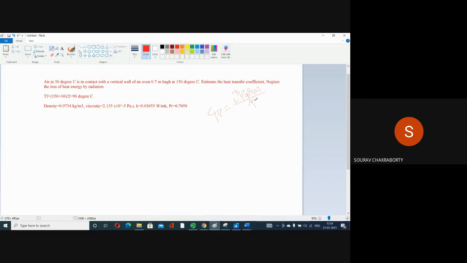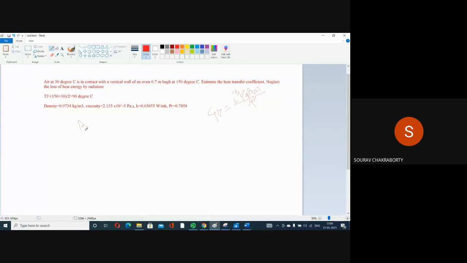So if we put the values, the L value is given already, L is 0.7. Rho is given here. g you know. Then delta T will be how much? 150 minus 30. And mu is already given, that dynamic viscosity. Only the beta value is not given.